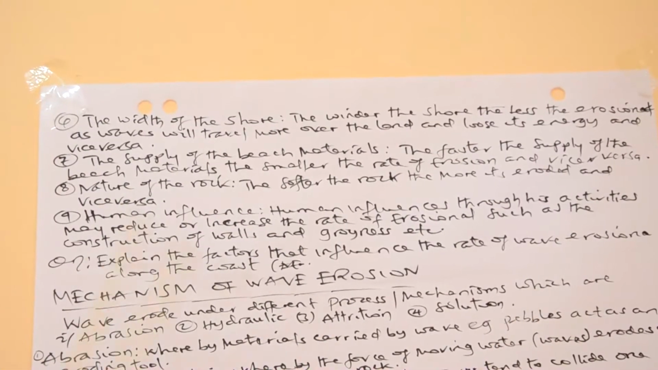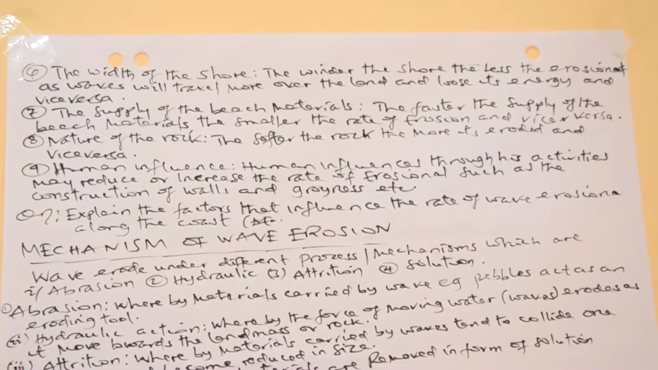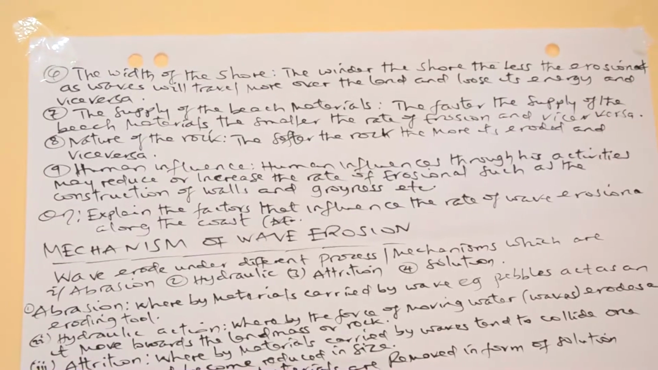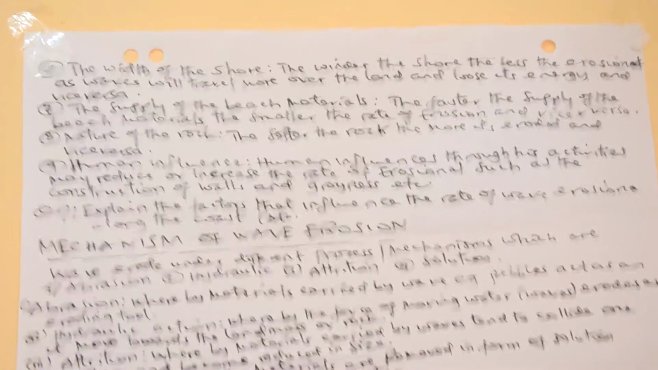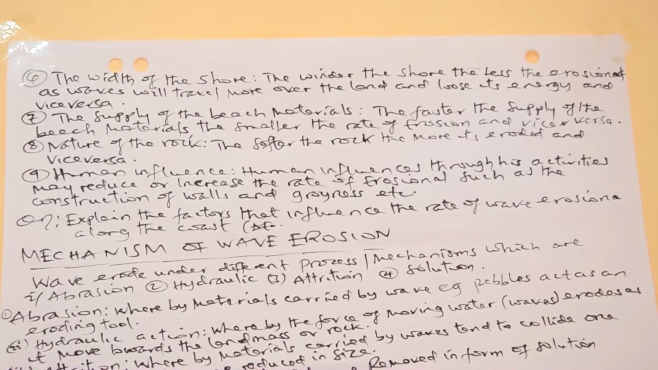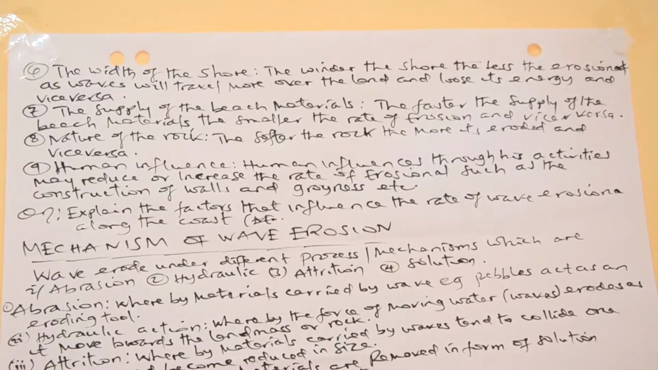Another factor is the nature of the rock. If the rock is hard in nature, the erosive capacity will be low. But wherever the rock is soft, the erosive process will be high. Another is human influence. Human activities may reduce or increase the rate of erosion, such as construction or grinding. There was a question on the national exam of 2006: explain the factors that influence the rate of wave erosion along the coast.